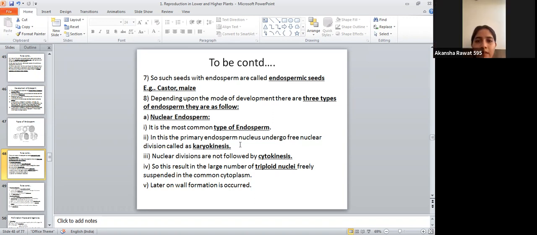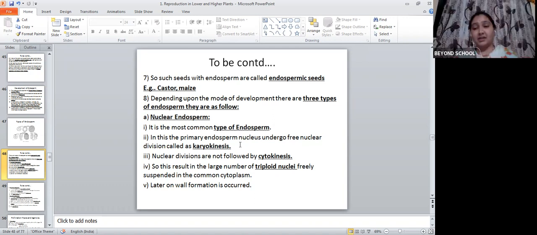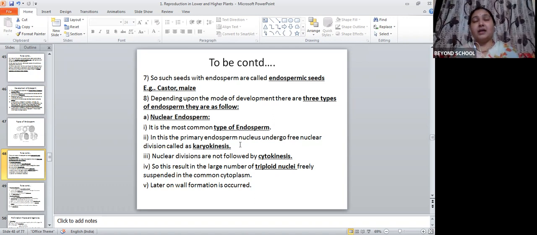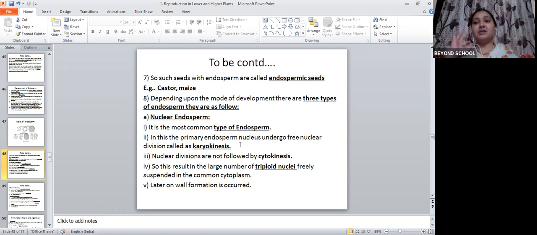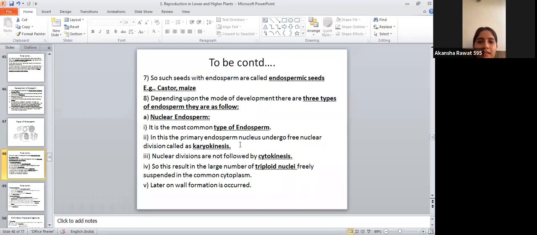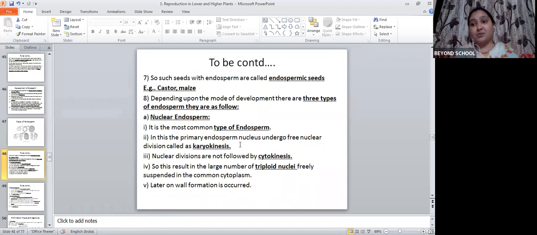Again I am repeating it, Akansha. The first nucleus which is formed in the endosperm we call primary. Primary, secondary, tertiary. Primary means first, secondary means second, tertiary means third, right?